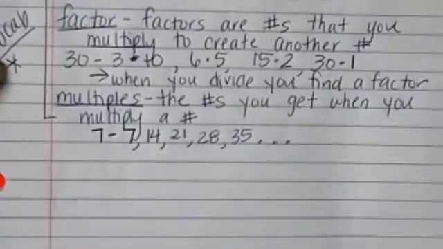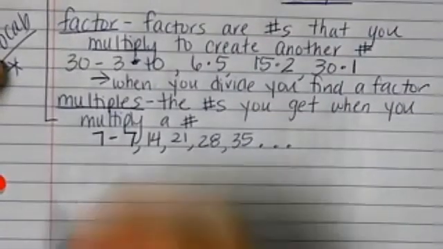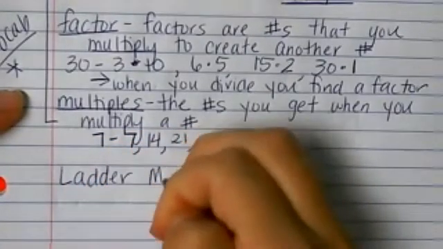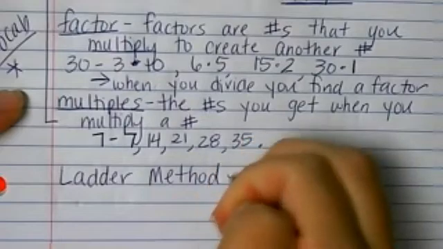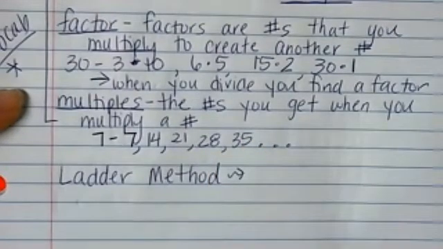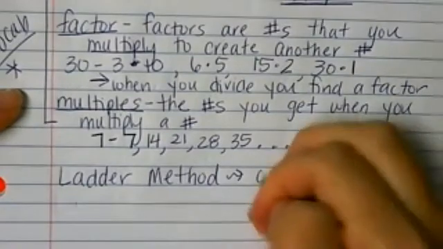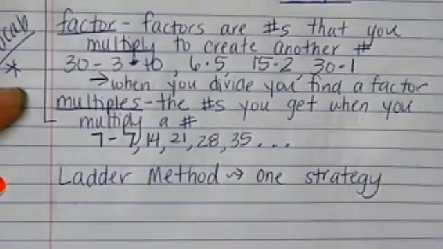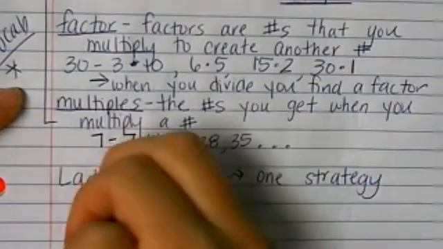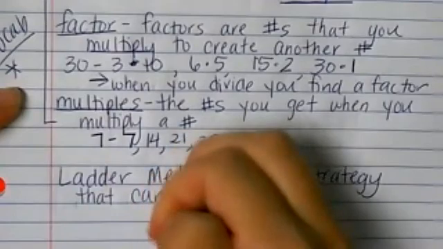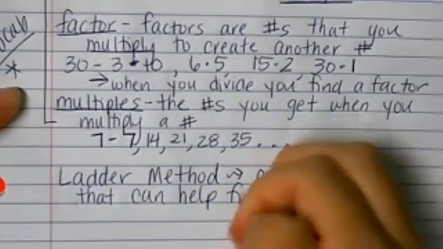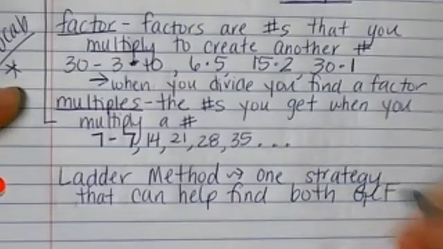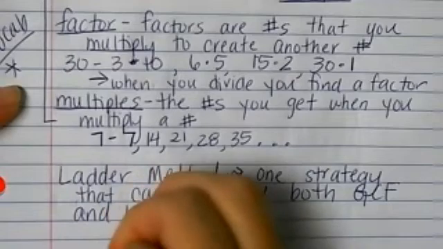All right, so let's look at, I'm going to slide up a little bit, hopefully not too far for you guys. Let's look at the ladder method. Okay, the ladder method is one strategy. There's more than this strategy, but this is my favorite. It's one strategy that can help find both GCF and LCM.